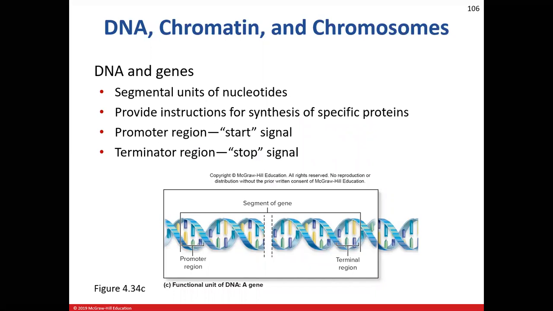As we look at the DNA, our genes are segmental units of nucleotides. We have this long DNA strand, and within it we have small sections, each of which is considered a gene. Each individual gene provides the instructions for the synthesis of a specific protein. Within that gene, we find what we call a start signal, or promoter region, and we also find a terminator region, or stop signal. This indicates the beginning of the gene and the end of the gene, or the beginning and the stop point of the coding for a protein.